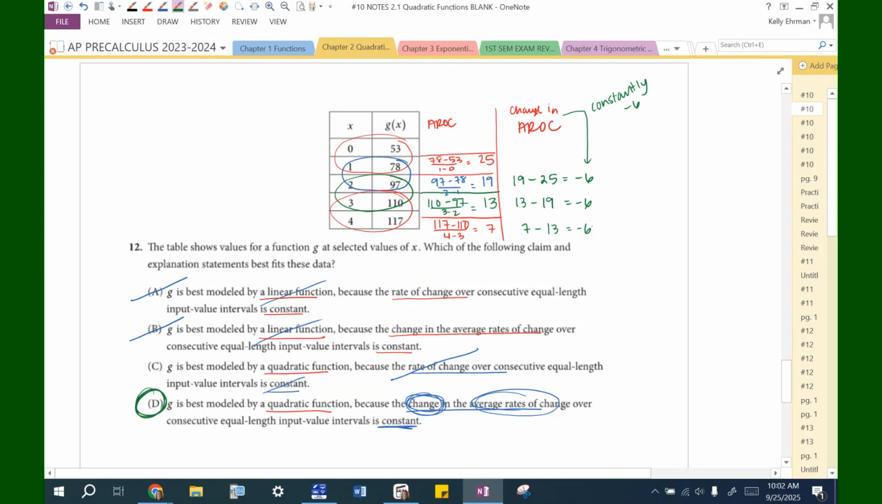What if these were different numbers? Then I could find the third average rate of change. And if the third one's constant, it's cubic. If the fourth one is constant, it's degree 4, etc. They haven't gone higher than degree 4 on us, I don't think, but you never know.